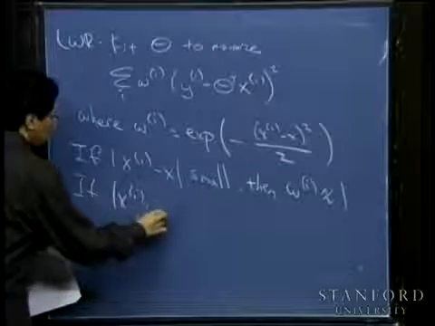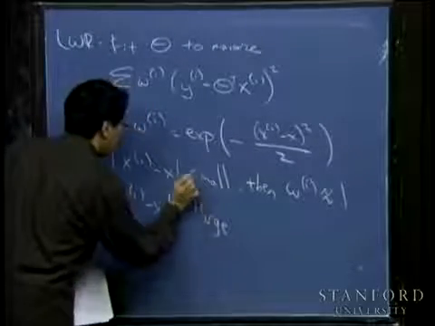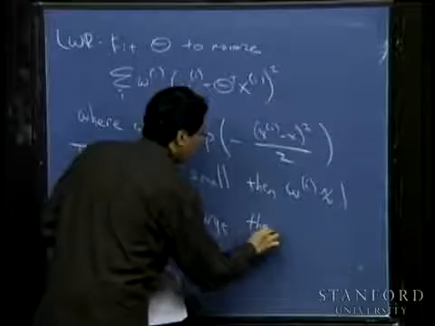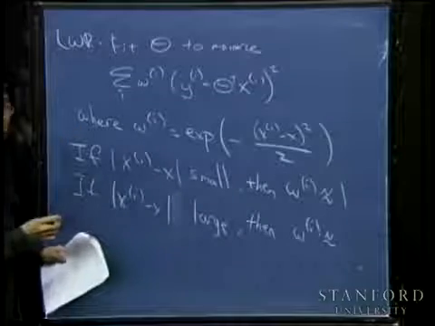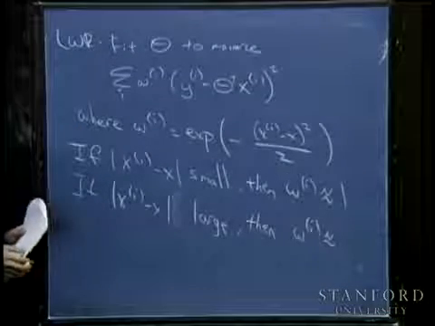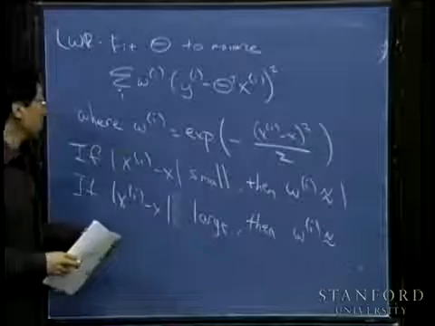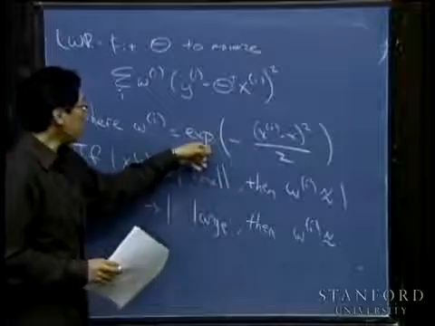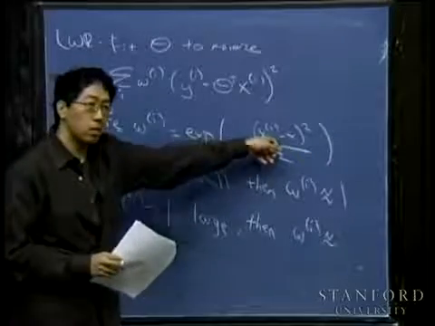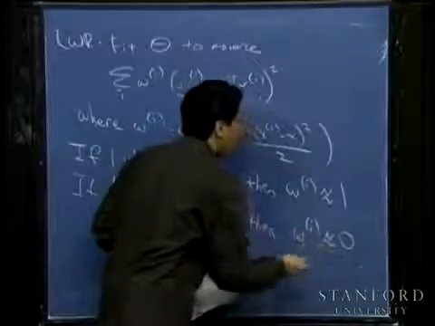Conversely, if x^i minus x is large, then, I don't know, what would w^i be? 0, right? Close to 0. Cool, right? So if x^i is very far from x, then this is e to the minus of some large number, and e to the minus some large number will be close to 0. Okay.